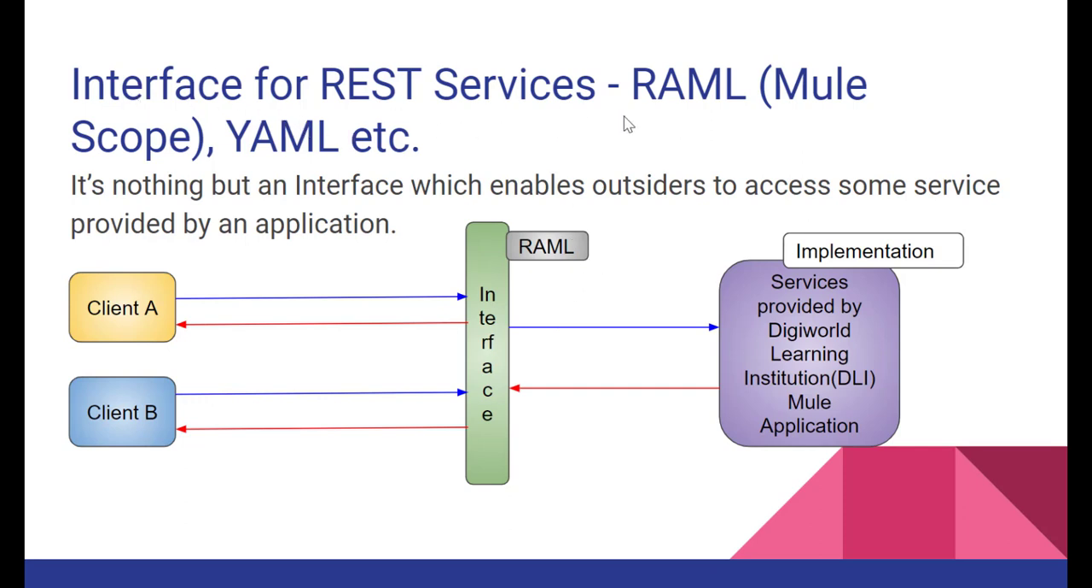The interface for REST services is RAML, which is Mule scope. In Mule 4 we would be using RAML, and YAML is also a standard. RAML is basically a subset of YAML. YAML is an open standard which is followed to develop APIs for REST services, right? As you can see, for the interface, I have attached RAML.